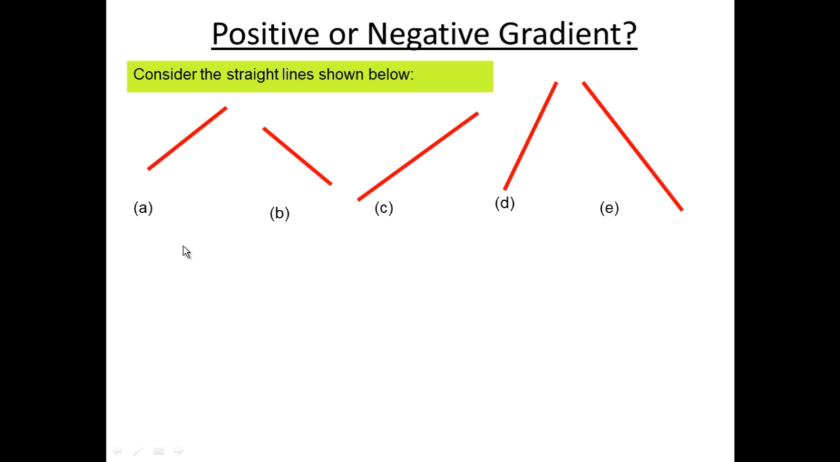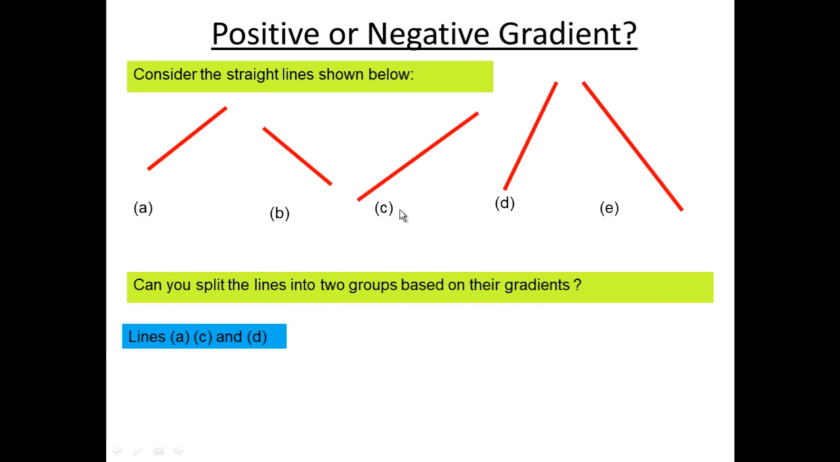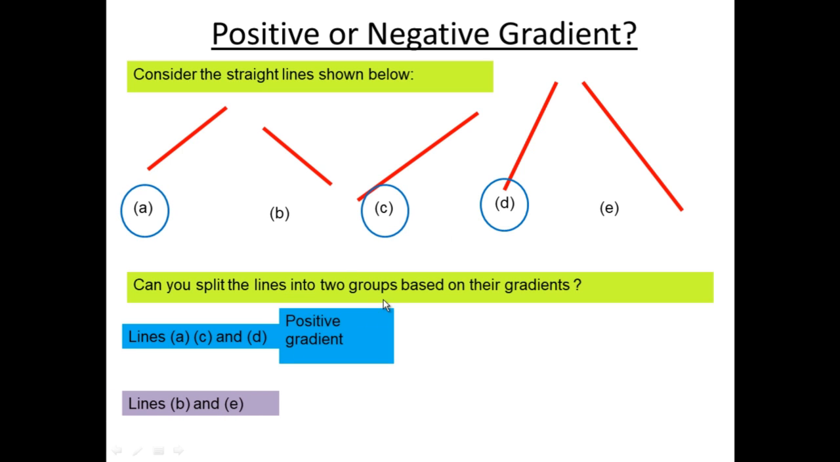Look at the line A, C, and D. A, C, and D include into positive gradient. Why? Because all of the line upwards from left to the right. How about B and E? It is included into negative gradient because the line downwards from left until right.